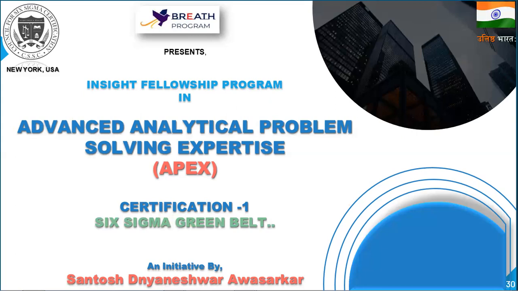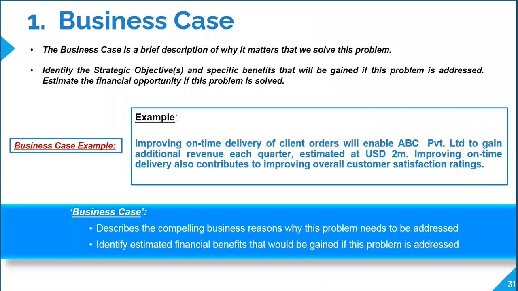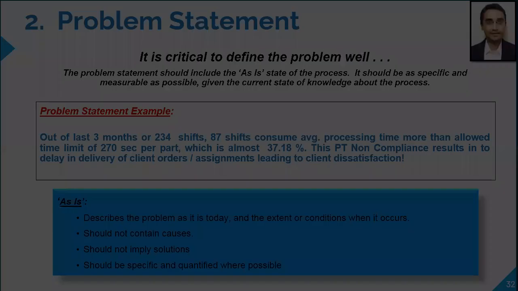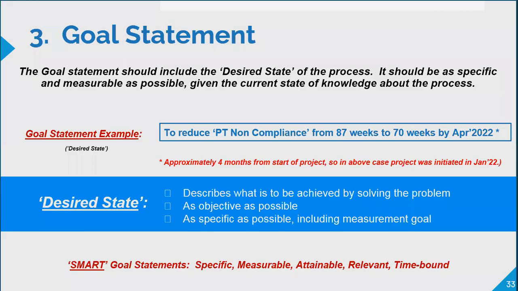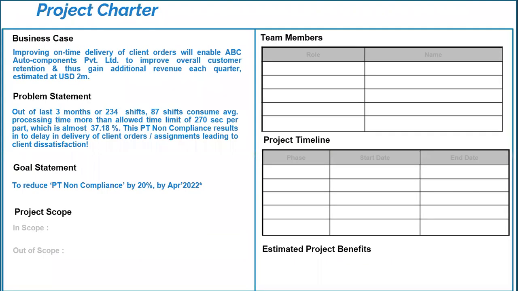Now let's go ahead and try to understand the next four elements of the project charter. So let's go to the next slide. Before we proceed, this is the business case, first element. This is the second element. This is kind of a revision, right? And of course, this is the third element, goal statement. And this is how the project charter will look with these first three elements.